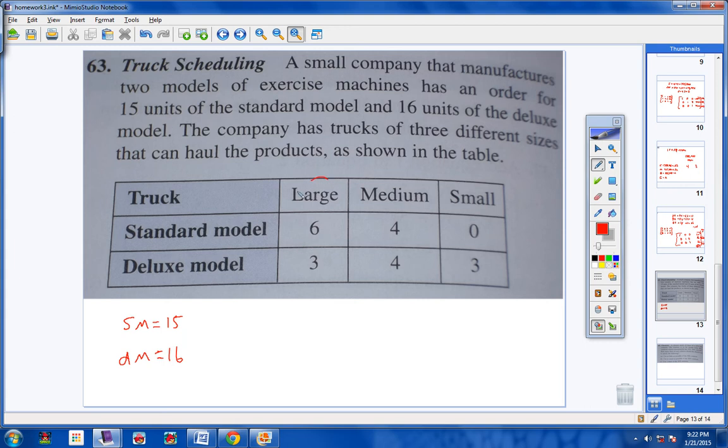In a large truck, you get 6 standard and 3 deluxe. So, let's see if we take 6 large trucks, 6 large trucks should do it. So there's one scenario. 6 large trucks would do it, right? Because that would give me enough room for 36 standard, that's plenty, and 18 deluxe, that's fine.